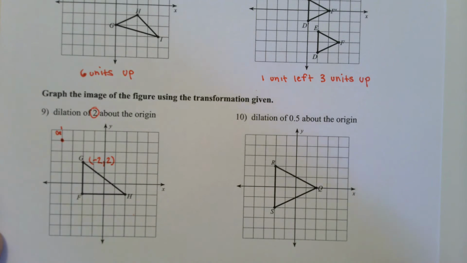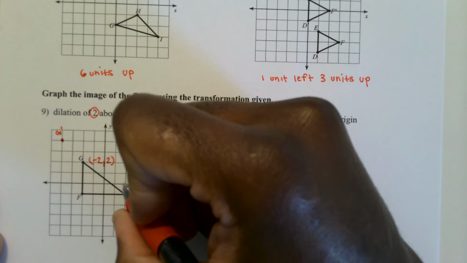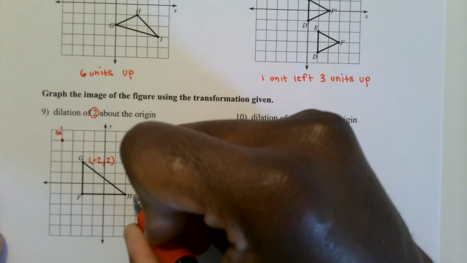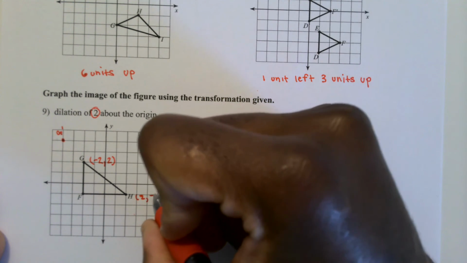Okay, we're doing the same thing with F and H. Okay, so H is located to the right 2 and down 1, so that's going to be the ordered pair, 2 and -1.